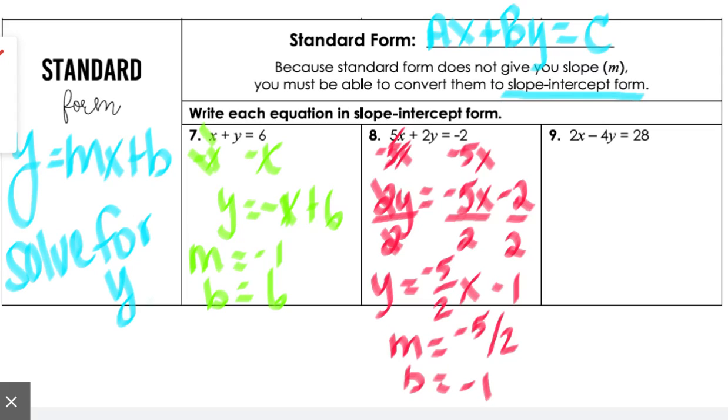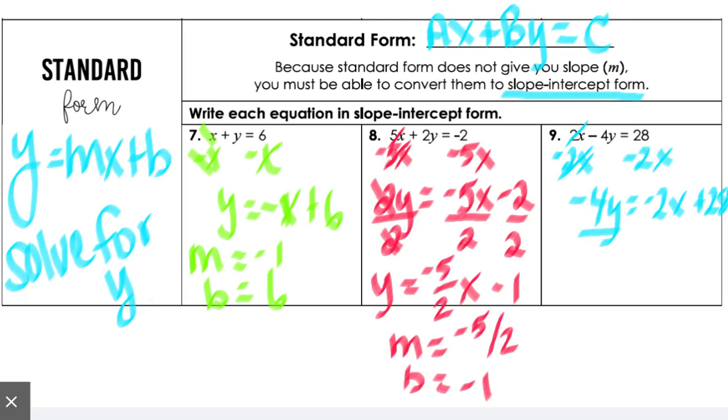All right, let's do one more. So this is another two-step equation. So we need to get this y by itself. So the first thing I'm going to do is subtract 2x from both sides. Look, make sure you bring down that negative for y. Equals negative 2x plus 28.